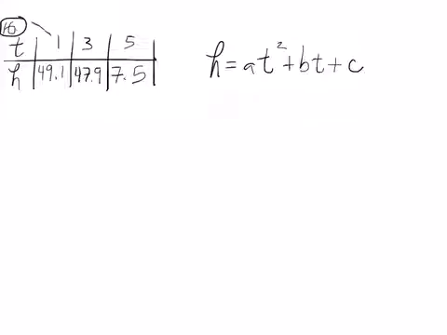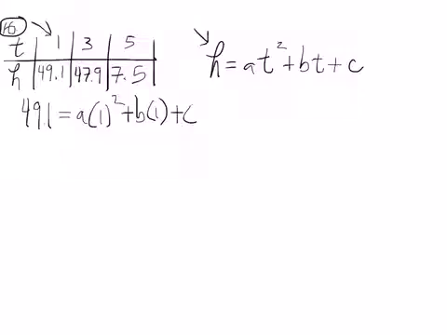My first instance, where T is 1, H is 49.1. I'm just putting that into the H spot. And that's going to equal, when T is 1, A times 1 squared plus B times 1 plus C. I can translate that into an equation, and I'm just going to switch the order so it looks more familiar. 1 squared is 1, so I have A plus B plus C, right? 1A, 1B, 1C equals 49.1. That is my first equation for my first instance.